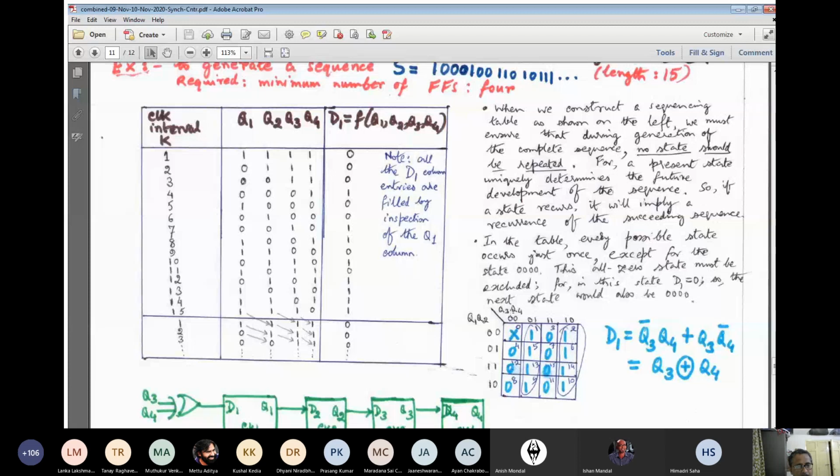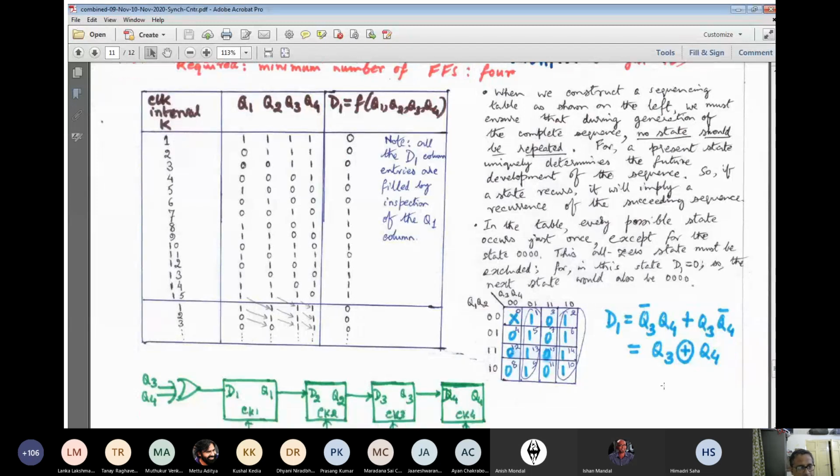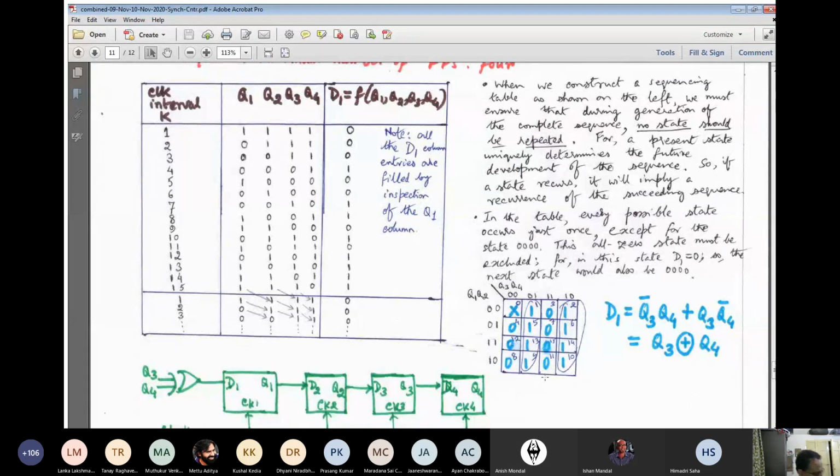Now if we draw a Karnaugh map of 4 variables Q1, Q2, Q3, Q4, by combining the second and fourth columns, I get D1 to be the exclusive OR of Q3 and Q4. Clear? So the circuit is very simple. The problem is simple here. We are lucky enough that all the 15 states are unique, but not always will we be that fortunate.